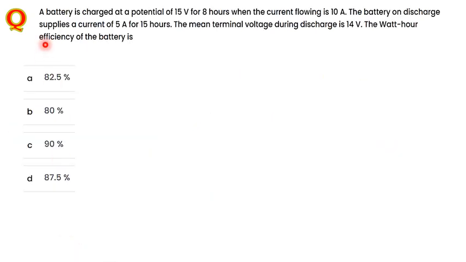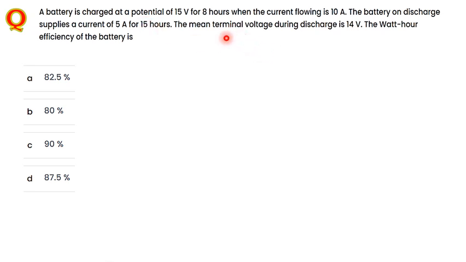Okay. The next question is, a battery is charged at a potential of 15 volt for 8 hours. Initially it has been charging with the potential of 15 volt for 8 hours, and the current flow here is 10 ampere. Next, the battery is now discharging and it supplies 5 ampere of current for 15 hours. So here it is 15 volt for 8 hours with 10 ampere current, and here it is 5 ampere current for 15 hours.